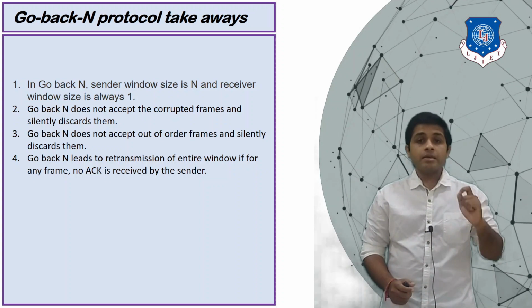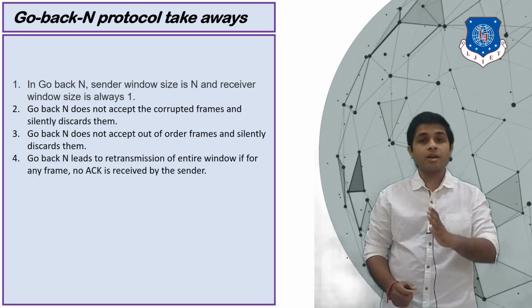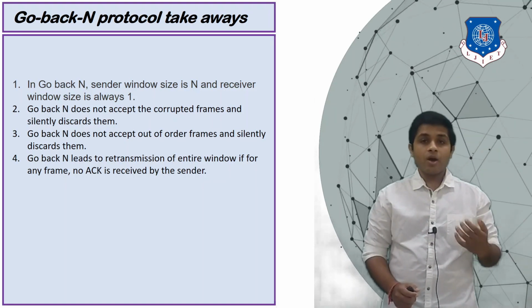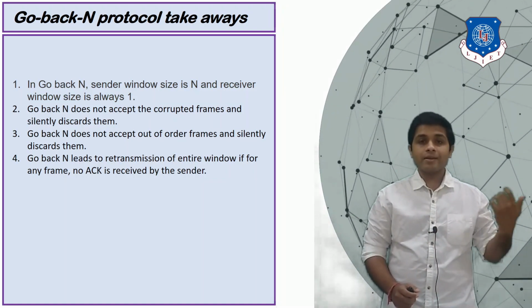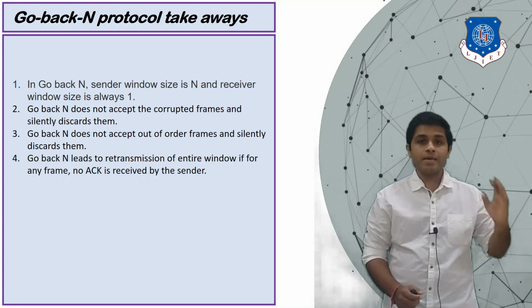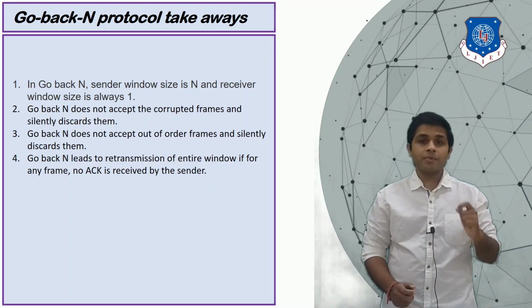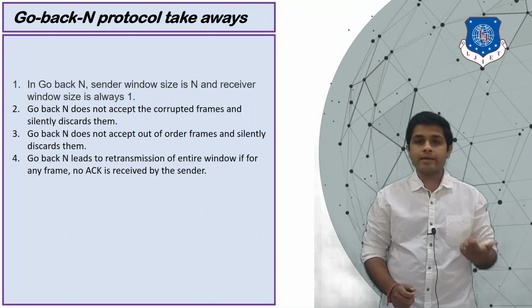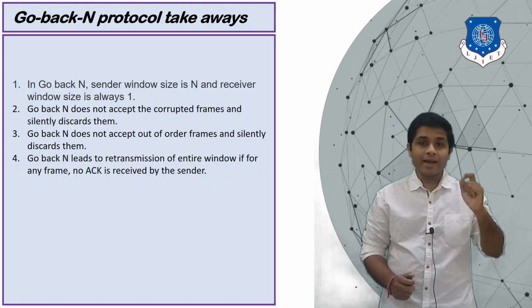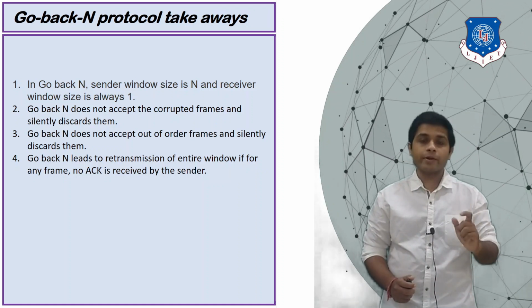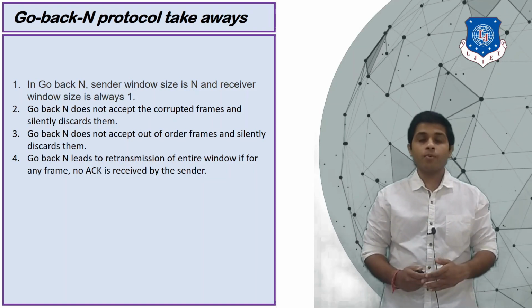In the go back n, it does not accept a corrupted frame and it discards it. So when B receives any corrupted frame, it will simply discard it. So how does A get to know that its frame was received corrupted? A will not get any acknowledgement for that particular frame, so A will send the whole frame again. The go back n does not accept an out of order frame and it silently discards it. And the go back n leads to retransmission of the entire window if no acknowledgement is received for any frame, right? So this is how the go back n works.